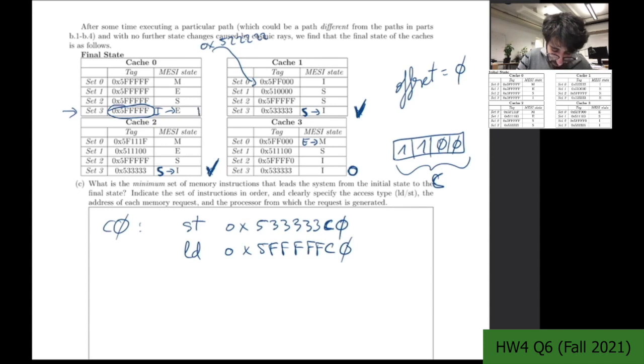Okay, so we have cache 0's set 3 already in the final state. Let's go to cache 1. We see that we have to load in cache 1 this address because before it was a different address, a different tag. And we can observe that the final tag is the same as set 0 in cache 3.